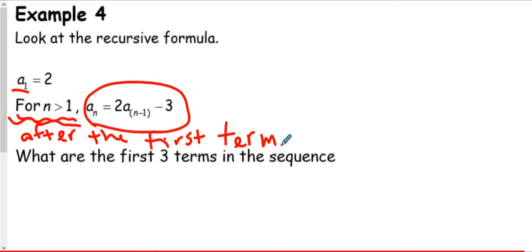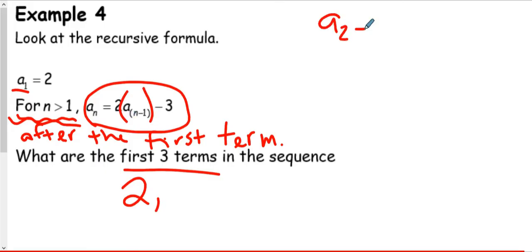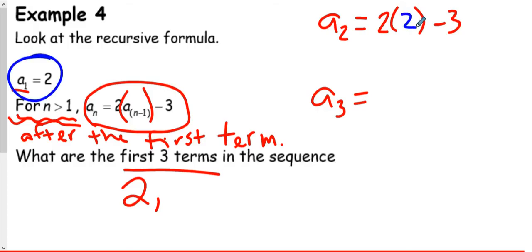All right. Okay, so now let's find the first 3 terms in the sequence. They already gave you the first one. It's 2. So then why don't you take that and plug it in and find what is A2 and what is A3. To find A2, we're just going to say that it's 2 times A1 minus 3. Well, what did we find A1 to be? A1 is 2. So 2 times 2 is 4, minus 3 is 1. So that's the next one.